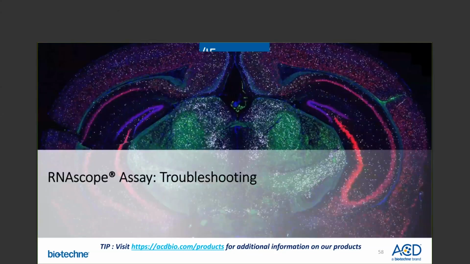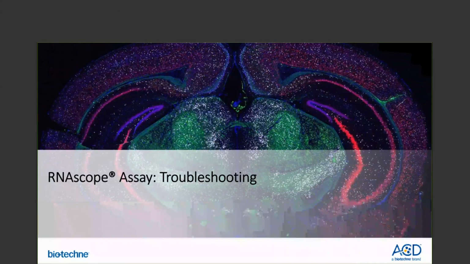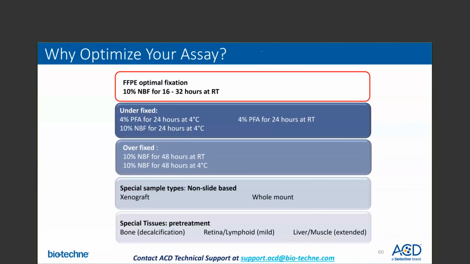Moving on to determining the optimal conditions for your samples. Here are some potential reasons for why you may need to optimize your assay conditions. If the samples are underfixed, this can usually lead to overdigestion of your samples using standard conditions. If, for example, they're fixed for less than 16 to 32 hours as is recommended for FFPE samples, then you may need to optimize the conditions.